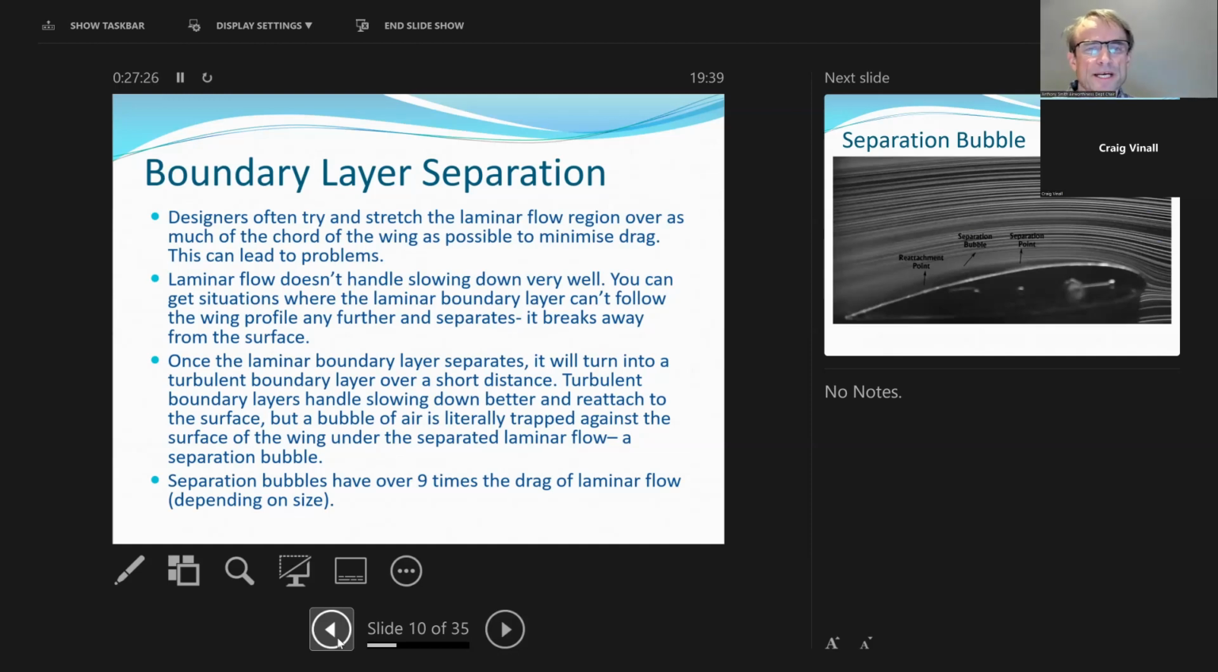So, boundary layer separation. One of the problems with laminar flow is it's very sensitive to disturbances, and it's also very sensitive to slowing down. One of the analogies I like to make is that airflow, particularly laminar flow, is a bit like a garden hose. It's a bit kinky, a bit wobbly.